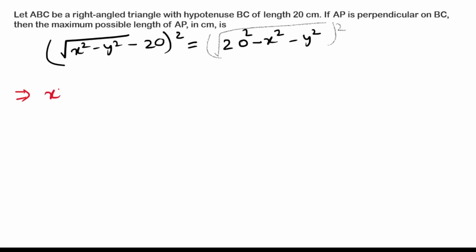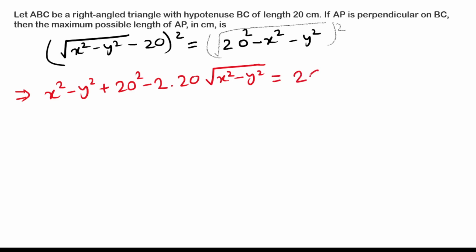So this side will be simply x square minus y square plus 20 square minus 2 into 20 into x square minus y square. This is simply a minus b whole square formula, right? A square plus b square minus 2ab, right? So that was there. Now this side is very straightforward, right? Now we'll have all the cancellations. First of all, this 20 square gets cancelled, right? This y square also gets cancelled.